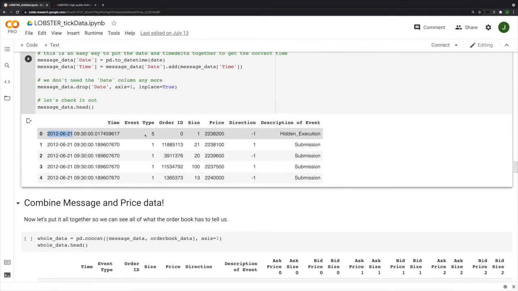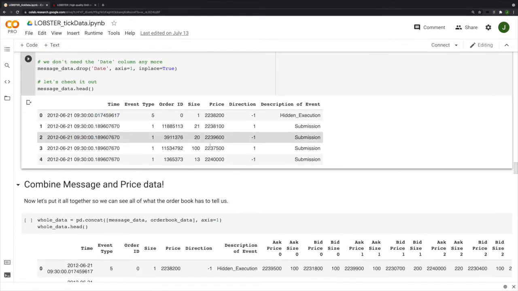So our first one, the execution of that hidden order, the hidden execution that we looked at earlier, happened, of course, on July 21st, 2012, and it happened right at 9:30, just a few milliseconds after 9:30 in the morning.